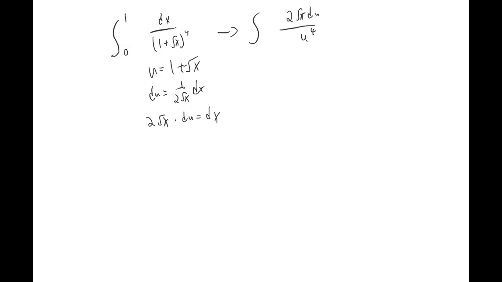Okay, if it's du, everything should be in the u variable. So this is the extra step. How do I make everything u variable? How do I get rid of that root x? What is root x in terms of u? Look here. Solve for root x. What is root x in terms of u? Good.